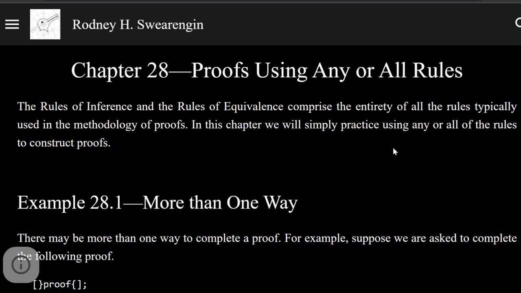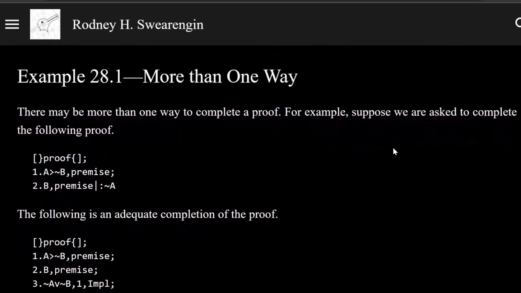Logic zero, example 28.1, more than one way. This is part of chapter 28, which is proofs using any or all rules. So this is where we get to bring the rules of inference and the rules of equivalence all into the game. And I'm not giving you much guidance on which rules to use. So this is a little more challenging and, you know, things are coming together. We just have a few more things to learn regarding proofs and then we'll know proofs. But this is kind of upping our game in this chapter, getting close to some pretty proficient use of proofs.